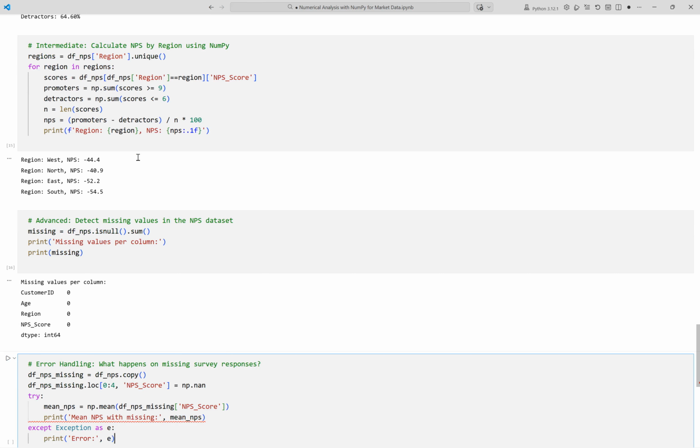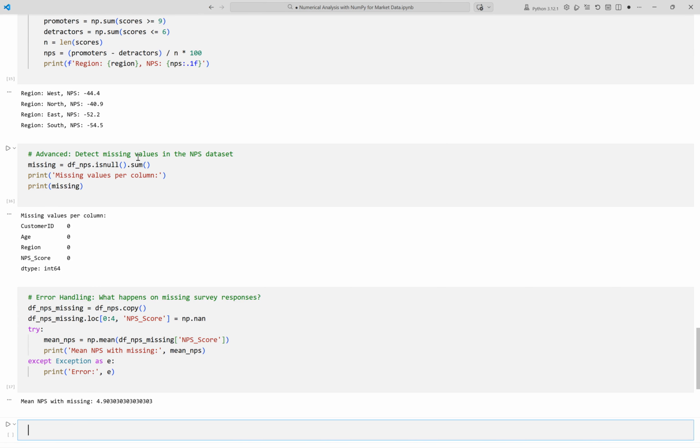Running the cell now. This output shows that even with missing values introduced in the NPS_score column, the mean calculation still returns a valid number, about 4.9. This highlights that functions like np.mean by default ignore nan values, preventing errors but also potentially skewing analysis if missing data isn't handled consciously. The lesson here is to be aware of how missing survey responses affect summary statistics and to explicitly manage or impute them when needed.